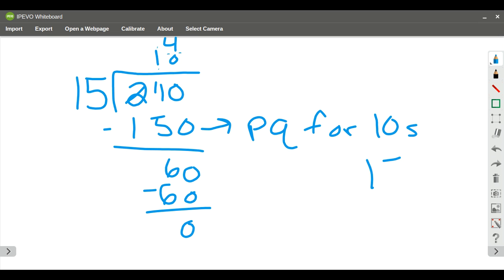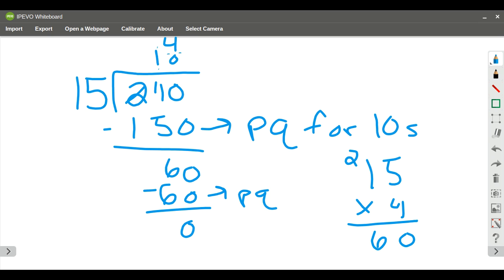If I didn't know, I'd have to do some guessing and checking off to the side. So I would do 4 times 5 is 20, regroup the 2. 4 times 1 is 4, plus 2 is going to be 6. So my answer there is 60. This right here is my partial quotient for my ones. So you'll notice that I write my tens partial quotient first, then I write my 4 partial quotient, and then I'm going to add them together. So my answer is going to be 14. So my quotient for this problem is going to be 14.